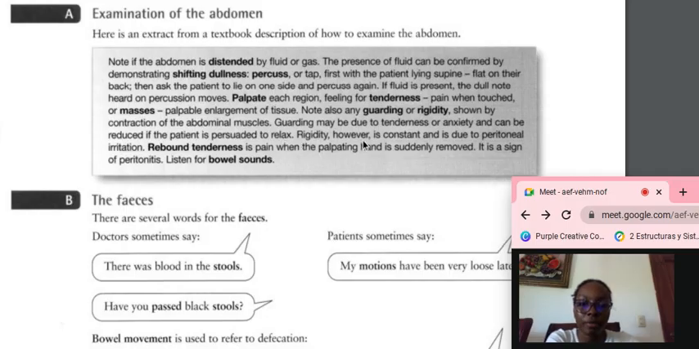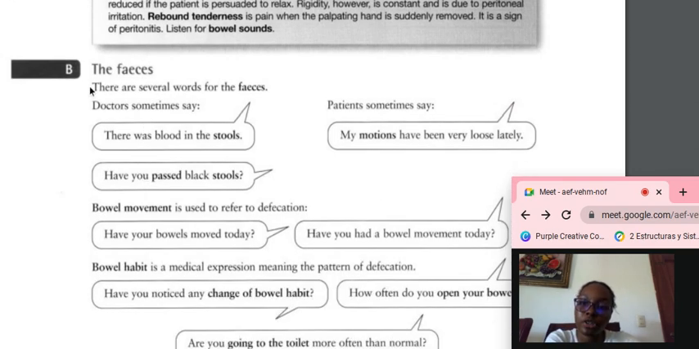Rigidity, however, is constant and is due to peritoneal irritation. Rebound tenderness is pain when the palpating hand is suddenly removed. It is a sign of peritonitis. Listen for bowel sounds.